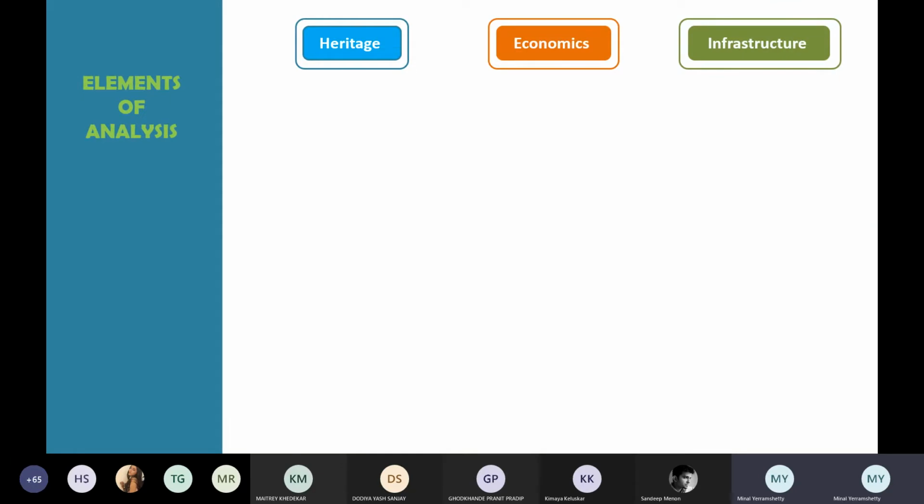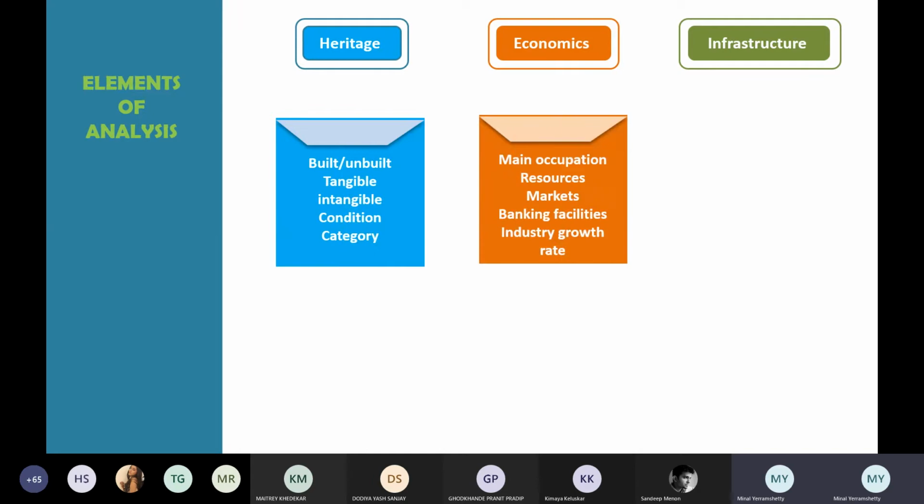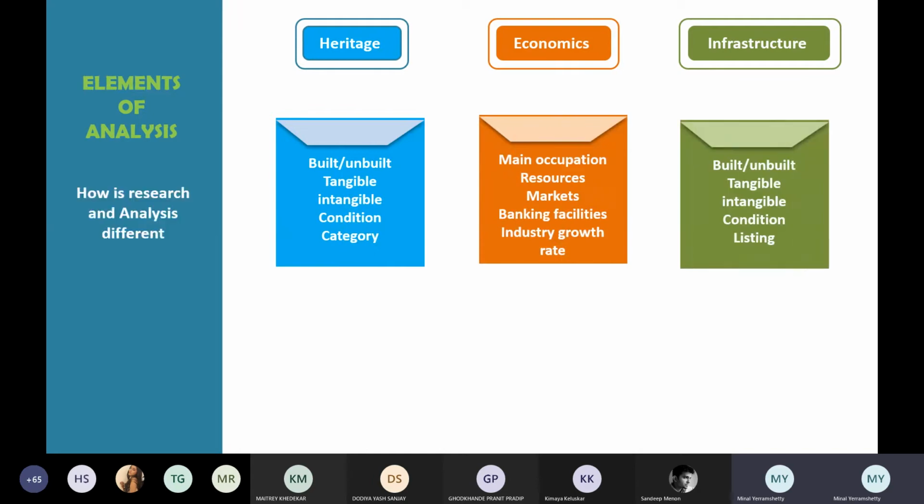So the next slide is talking about elements of analysis. Maybe your site is near heritage. Okay, I think there is some mistake in this. Again, economics, and I think I've not loaded the correct PPT. But anyway, let me go through this.